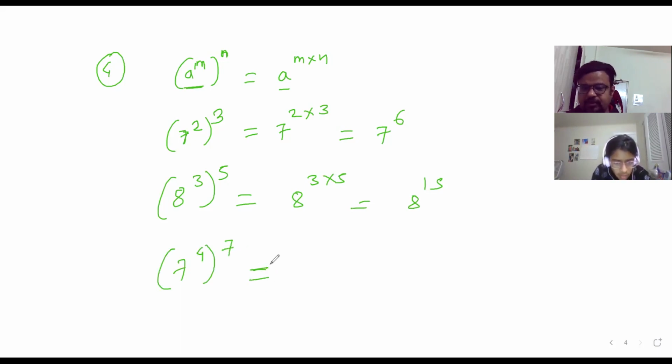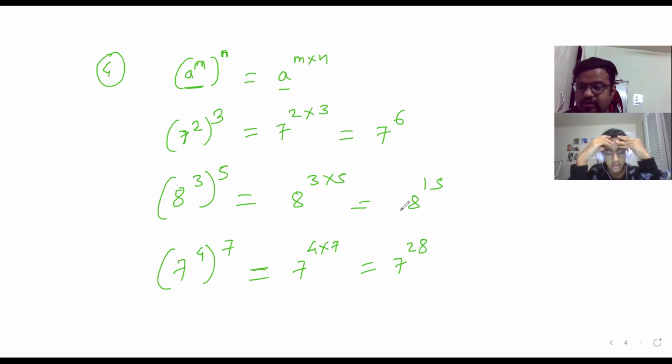What is the answer of this one? Tell me. 7 power 4 times 7, which equals 728. 7 power 28. Why are you not getting the table of 4? 4 times 7 means 28. Quickly. You don't know the table of 4? I know. Your answer should be quick.